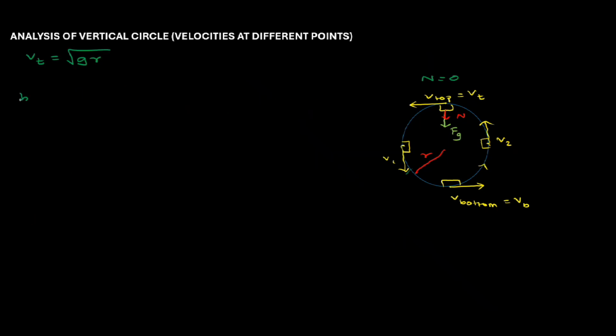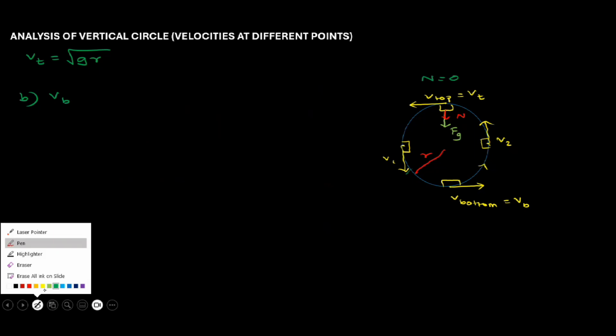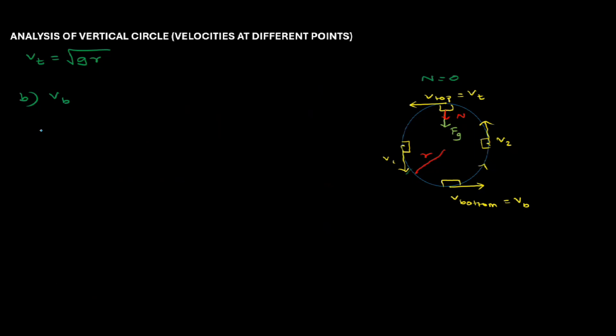Now we are going to do an analysis to find the velocity of the object at the bottom of the circle. To find the velocity of the object at the bottom of the circle, I'm going to use the law of conservation of energy. The law of conservation of energy says that the energy at any 2 points, so if I take the point at the top and the point at the bottom, the total mechanical energy at any 2 points has to be equal.